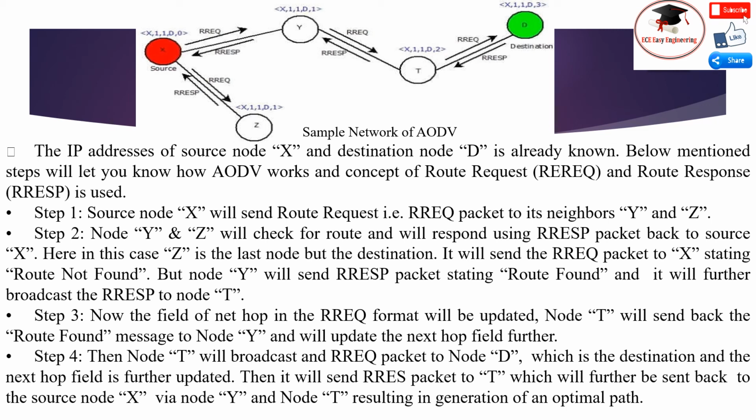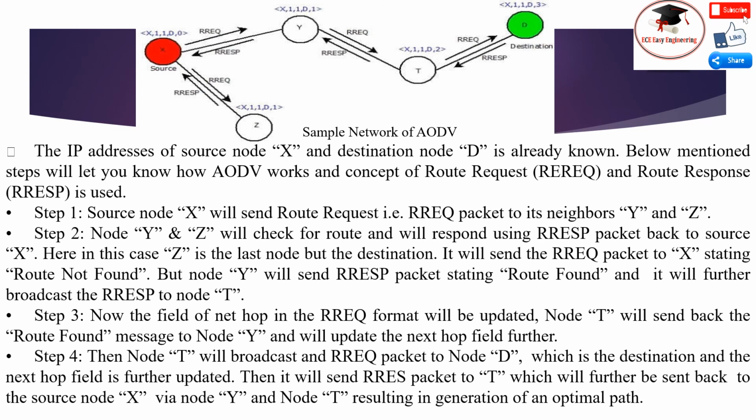But node Y will send a route response packet stating route found, and it will further broadcast the route request to node T. Step 3. Now the next hop field in the route request format will be updated. Node T will send back the route found message to node Y and will update the next hop field further. Step 4. Node T will broadcast a route request packet to node D, which is the destination, and the next hop field is further updated. Then it will send a route response packet to T, which is further sent back to the source node X via node T and node Y, resulting in generation of an optimal path.